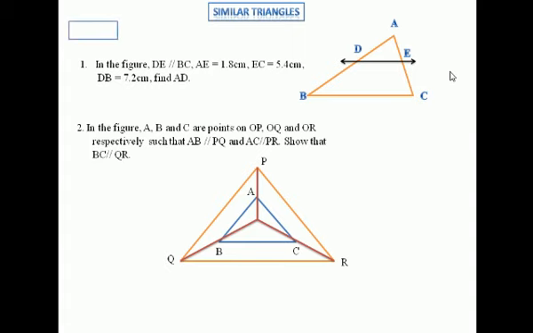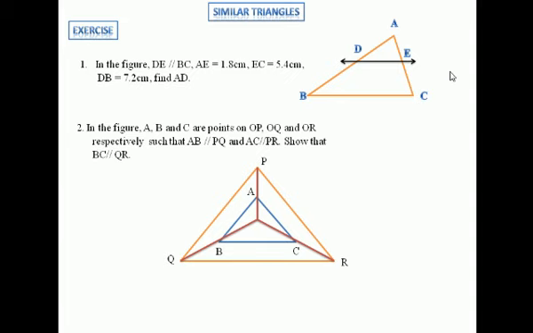In the figure, DE is parallel to BC, AE is equal to 1.8 centimeters, EC is equal to 5.4 centimeters, DB is equal to 7.2 centimeters. Find AD. It is a simple problem, you can solve this one. That is the first problem. Take the ratios of the sides, substitute the values, and you can get the answer by simplification.